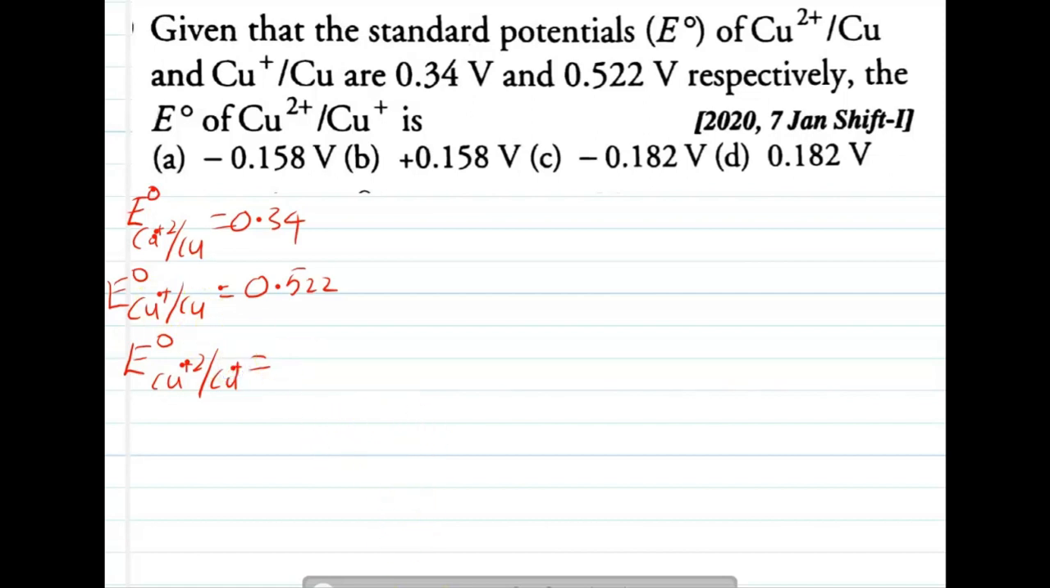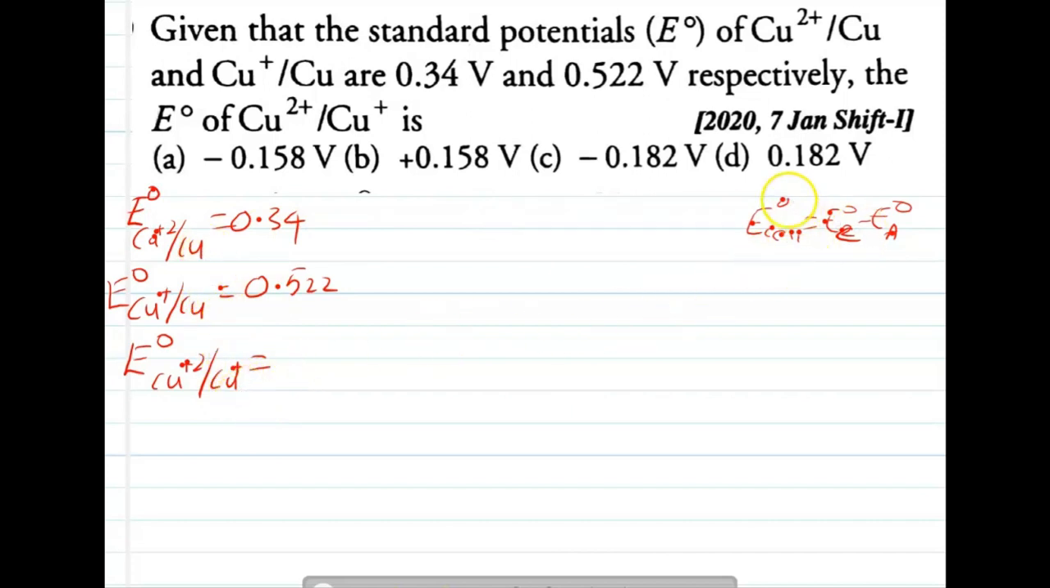To solve this type of question, we cannot use E cell is equal to E naught of right of cell minus E naught of left of cell, that is E naught of cathode minus E naught of anode. We cannot use this because no cell is formed. That is the first thing. As well, there is only one electrode potential, so we cannot use it.